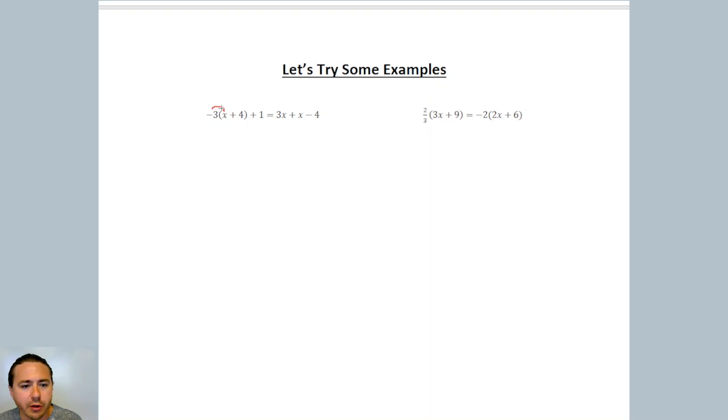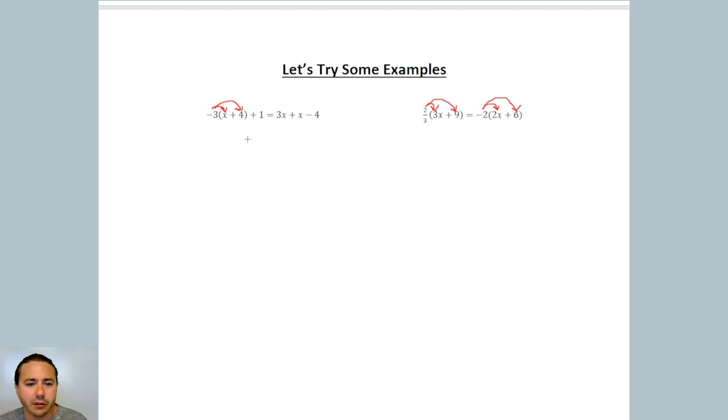And what I'm going to do is work out both of these problems simultaneously so you can see that the steps are the same. These equations look totally different, but when you really start breaking it down, you're just doing the same thing. So I'm just going to start with any distributive properties that I see.